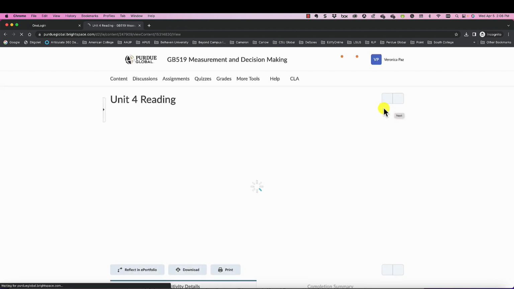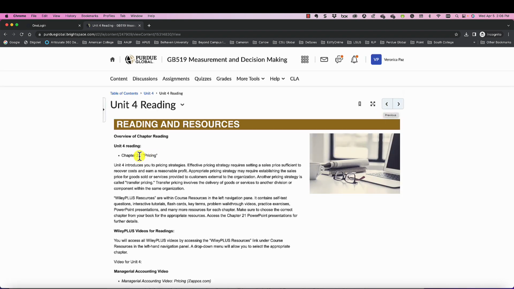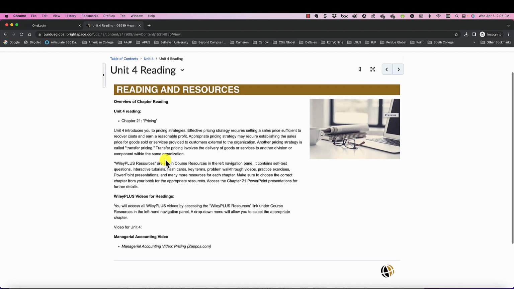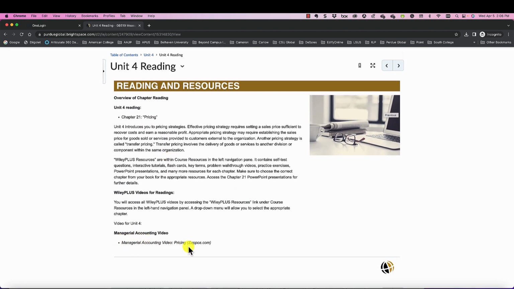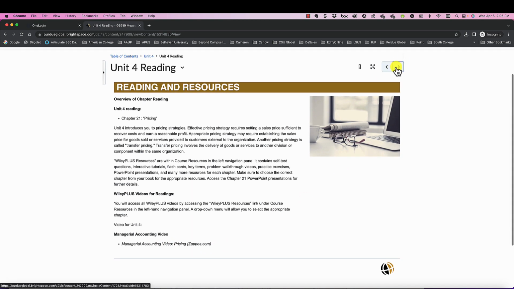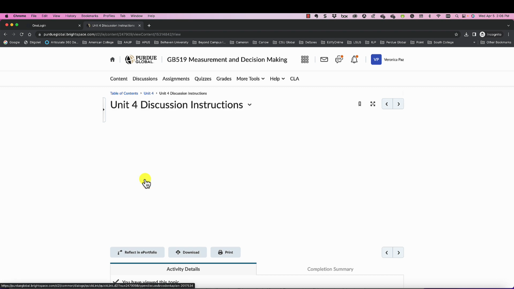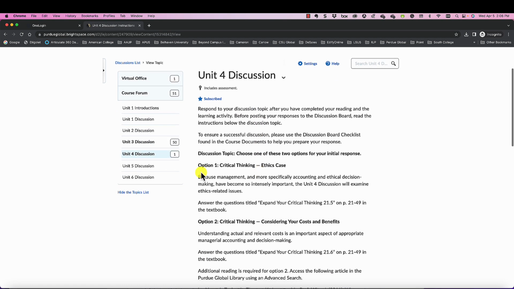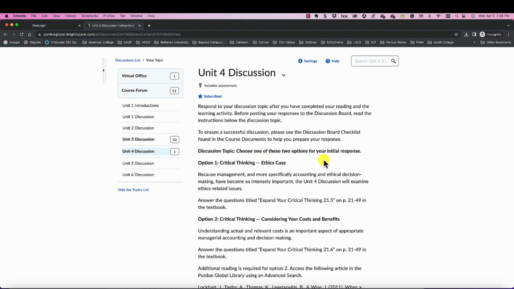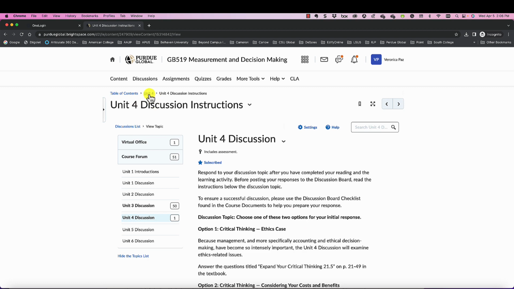So first and foremost, we are looking at Chapter 24 as our reading for pricing, and make sure that you also see the pricing of the Zappos.com video in our Wiley Plus. Then we have our Unit 4 discussion, so make sure you look at that. Once you click on this link, you will get to have an option. You only need to do one of the two options, so you can either do the critical thinking ethics case or the critical thinking case where you are considering your costs and benefits.